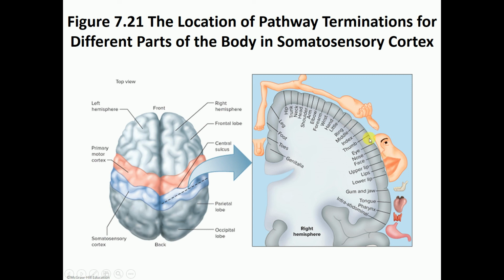So does the face and the lips. Okay, and that shows you again why tactile discrimination is very high in those areas because of how well they are represented in the cerebral cortex.